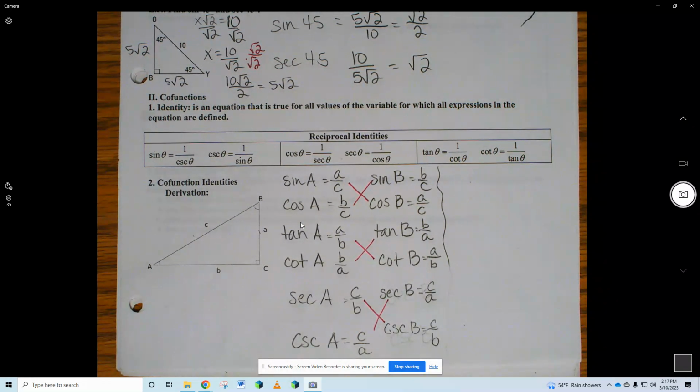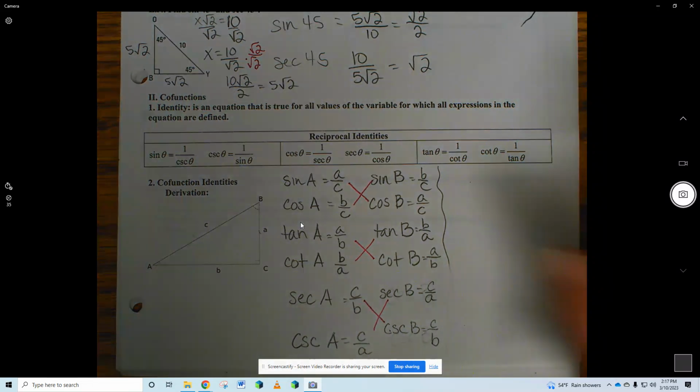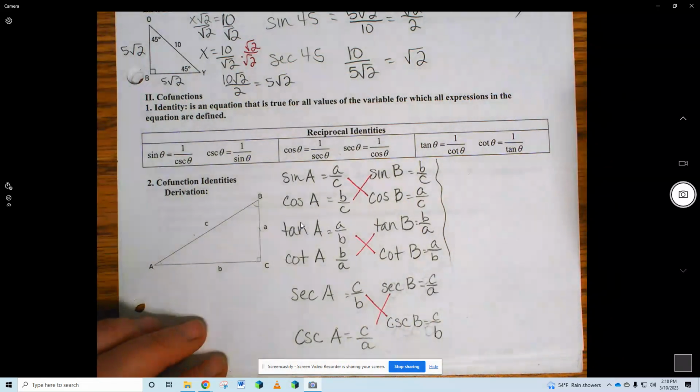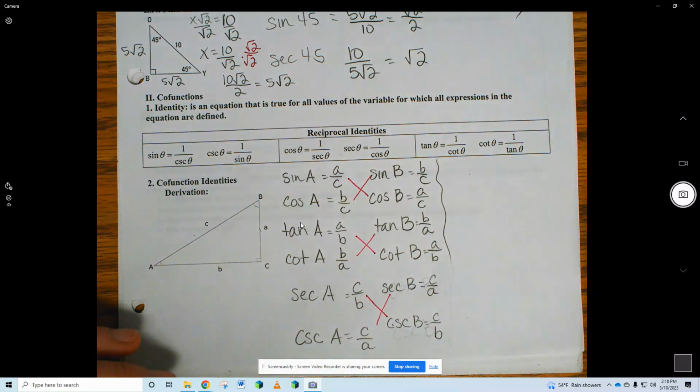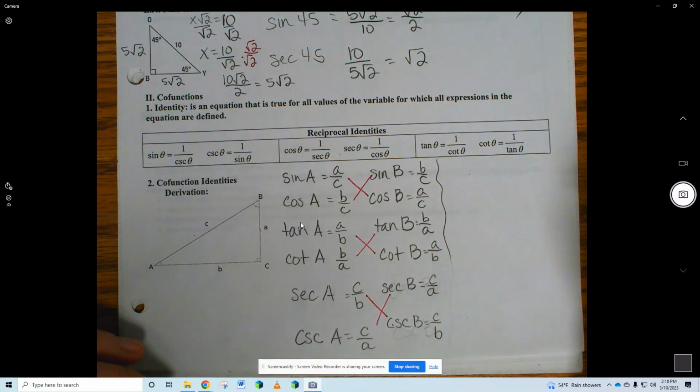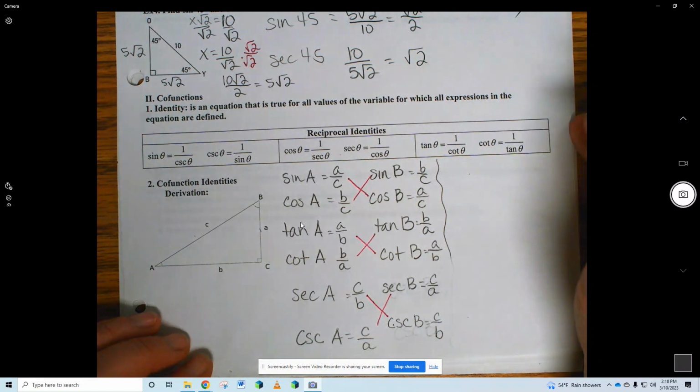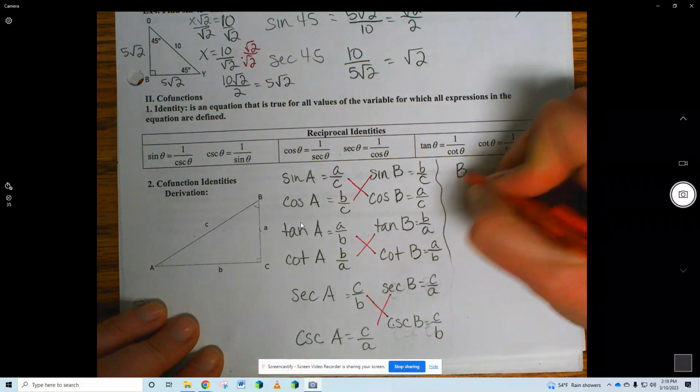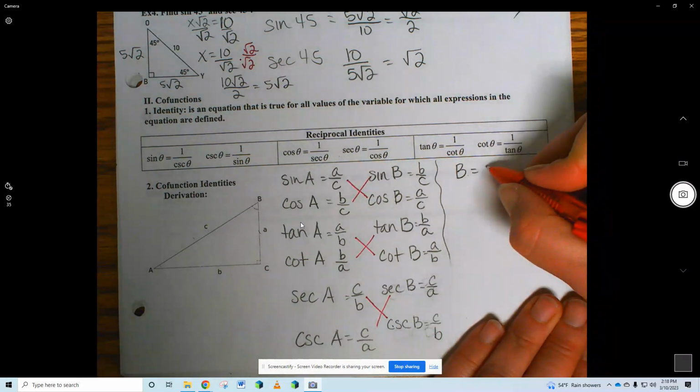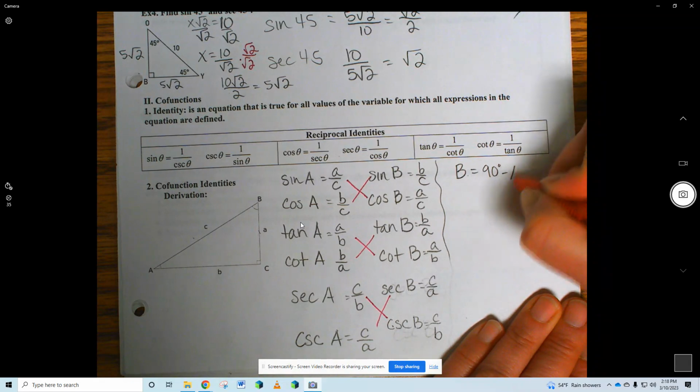So I'm going to write this down. And I would recommend, if you're watching the video, that you let me write all this down and then you press pause to copy it down. That would be the smart thing to do. So please do that. Angle B is 90 degrees minus angle A.